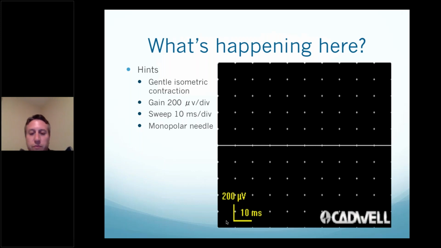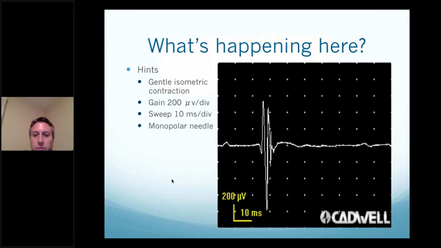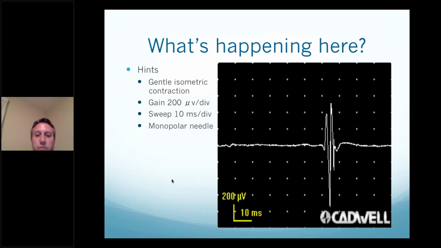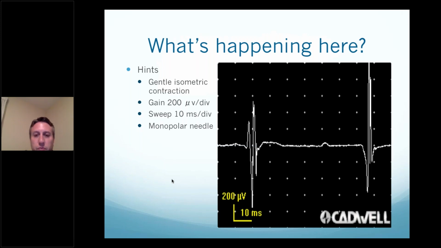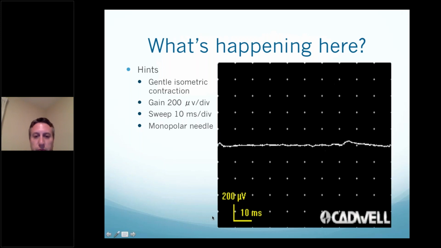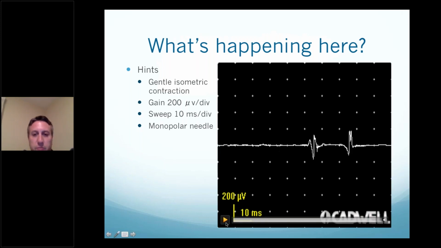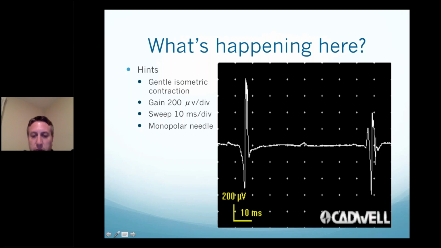Let me look at it again here. I'll play it again. We had normal size. Let me wind it a little bit and see if I can freeze the screen. Let's just count. They look fairly normal as far as height. Right, they're normal size. For a gentle isometric contraction, they're normal size.